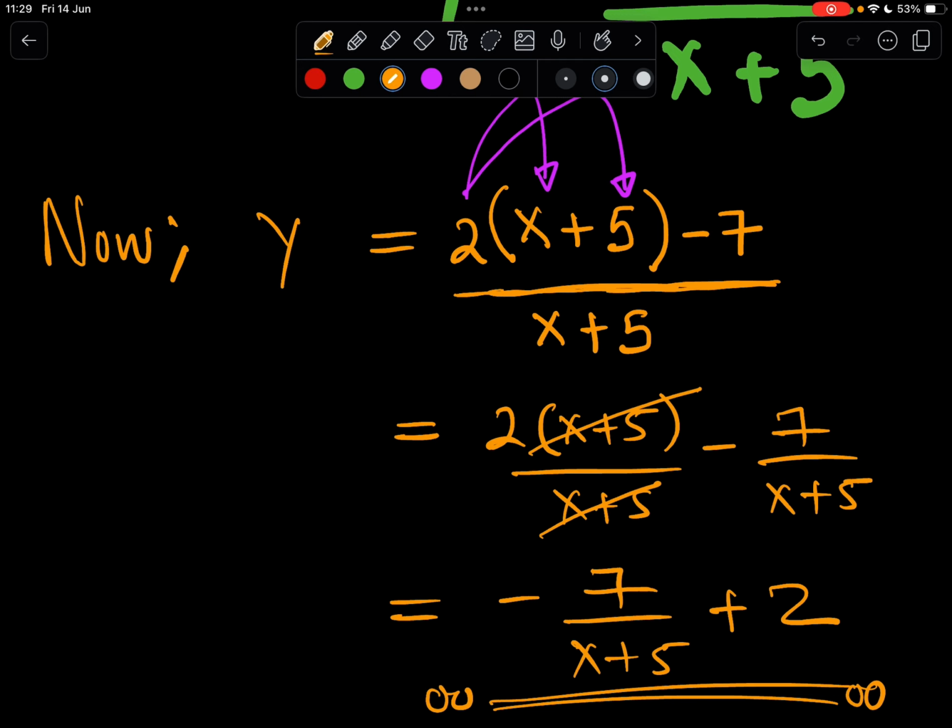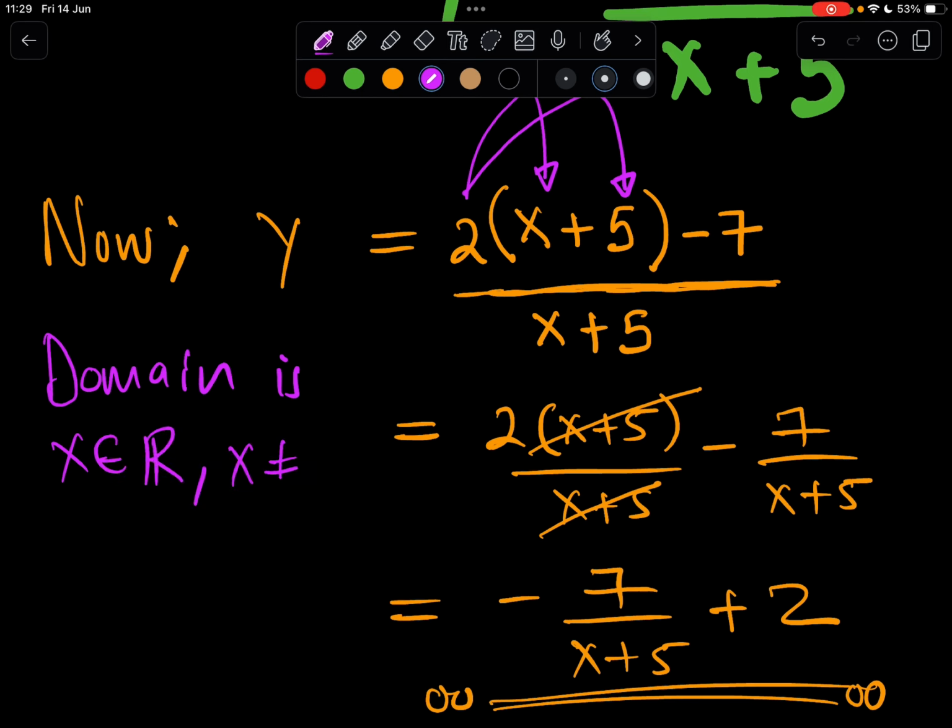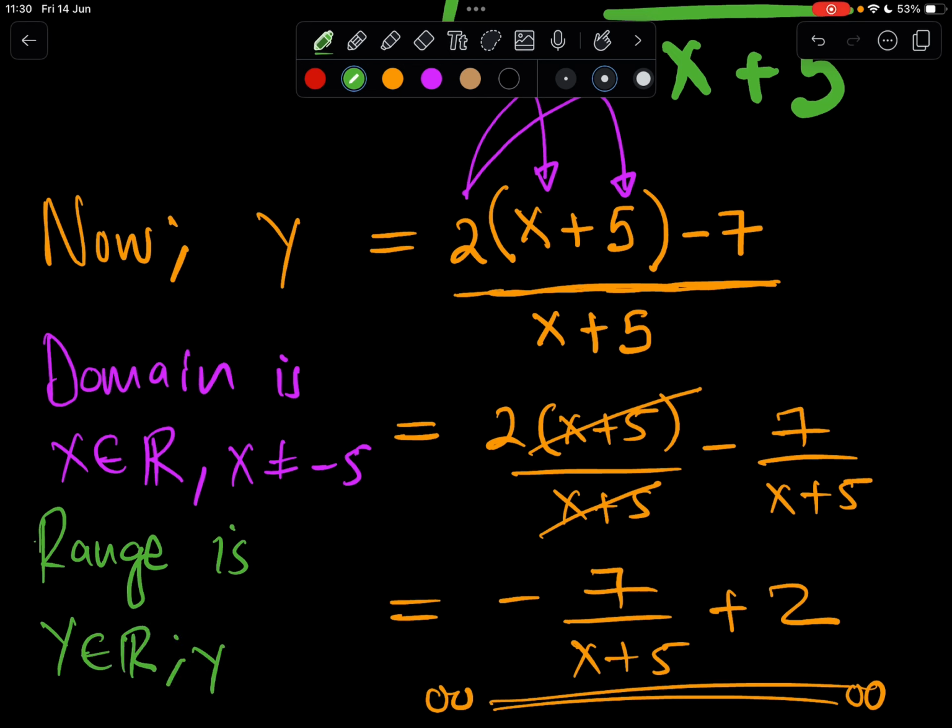If you want your asymptotes, you can simply state what they are. For example, in this case it can easily be seen that the domain is x an element of the real numbers, but x cannot be equal to minus 5. At the same time, one can see that the range is y an element of the real numbers, but y can never be equal to 2. So you can easily answer the question of the domain and range from this problem.